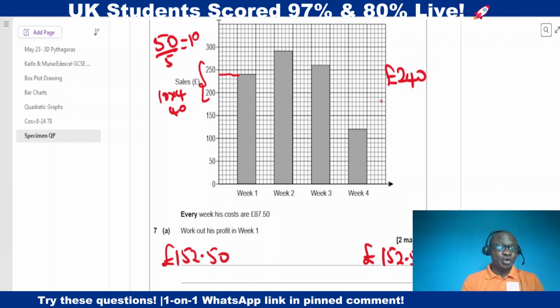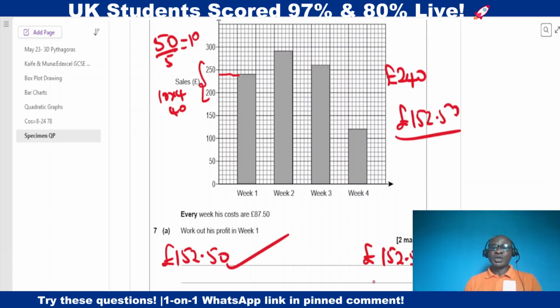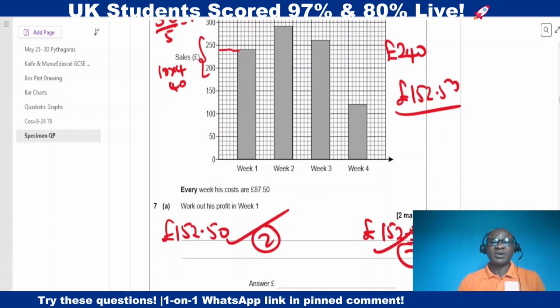Now, the cost was £87.50. So I'm going to do £240 sales in week 1, subtracting £87.50. That is going to give me a total profit of 152.50, as both of you have written. So give yourself 2 marks in question 7A. Is that okay? Yes. All right.